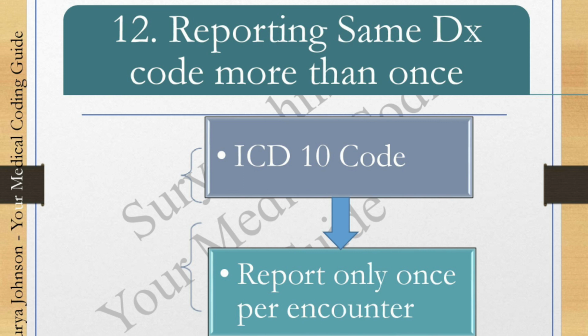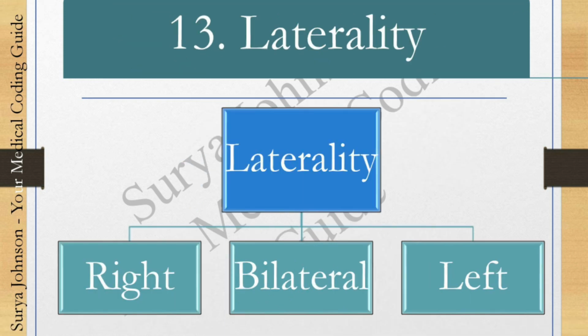Number 13 is laterality. Laterality means the sides, or which side. For example, if the document states it's bilateral, you should code a bilateral diagnosis. In some instances, there will not be any bilateral diagnosis code directly. In that case, you will code right and left together. So you'll use two codes when there is no direct bilateral code in the ICD codes.